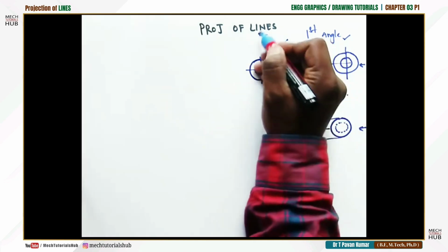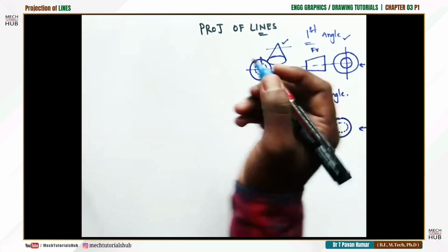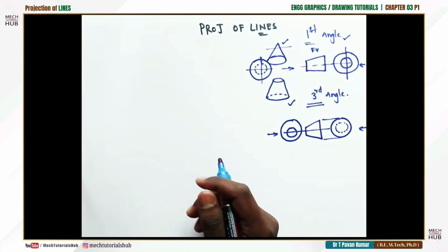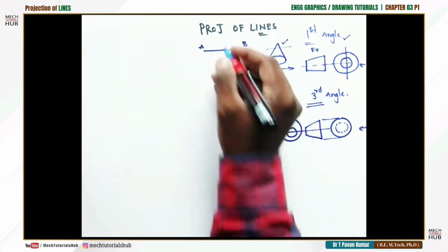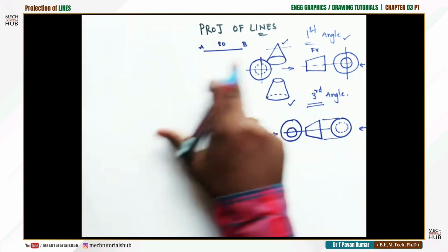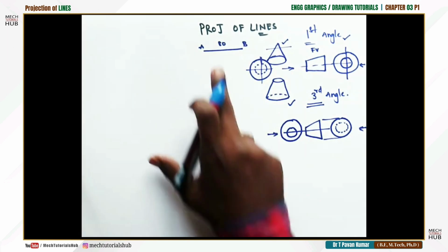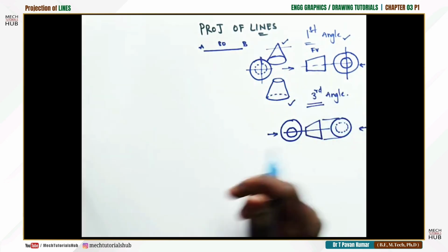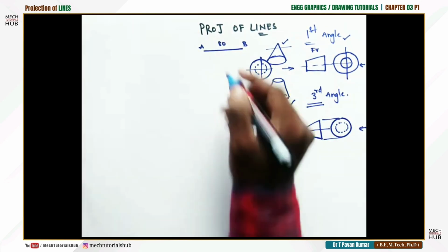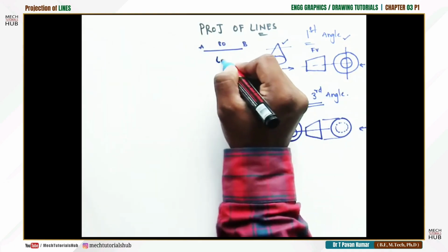Now let us talk about lines. For this video lecture, we'll consider a line AB of 80 mm length. A line is defined as the shortest distance between two points. It is a linear member. We can call it a linear member.